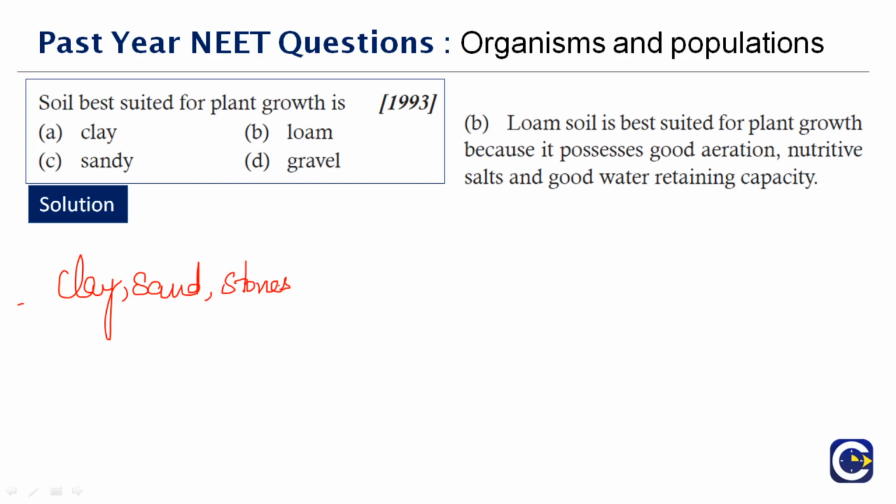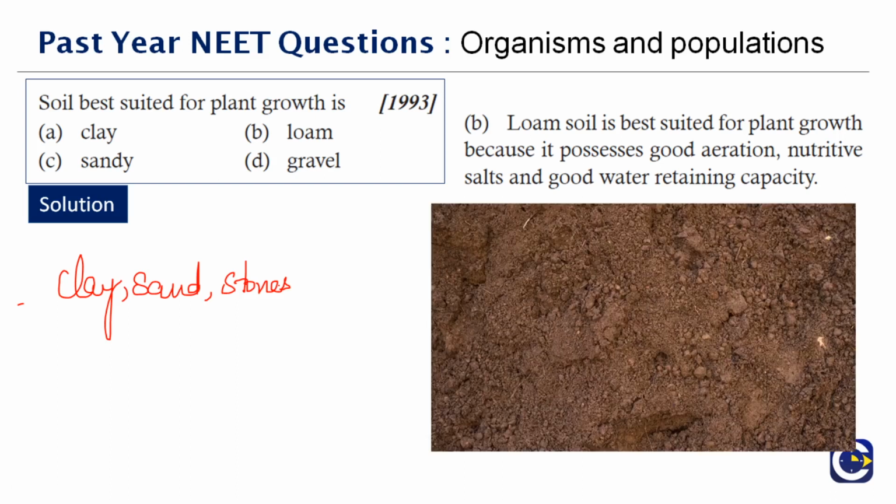Because when you take only clay, the water accumulation will be high and therefore the plant will not be able to survive. But loam, if you see, is a combination of everything and it is best suited for plant growth. Okay, so this is how it is, the picture. Therefore the right answer is option B.